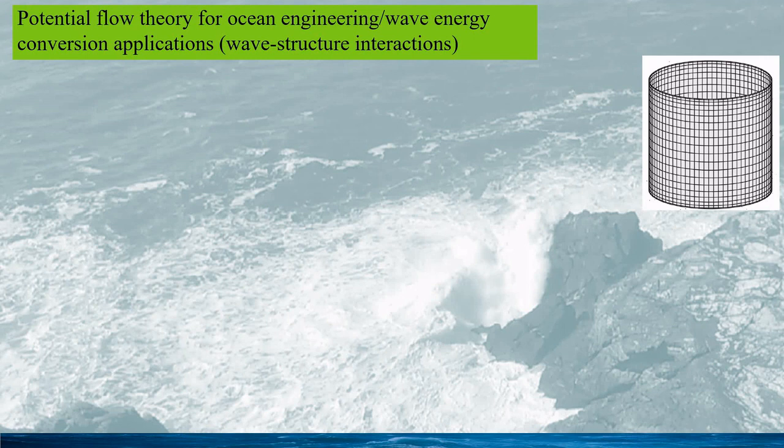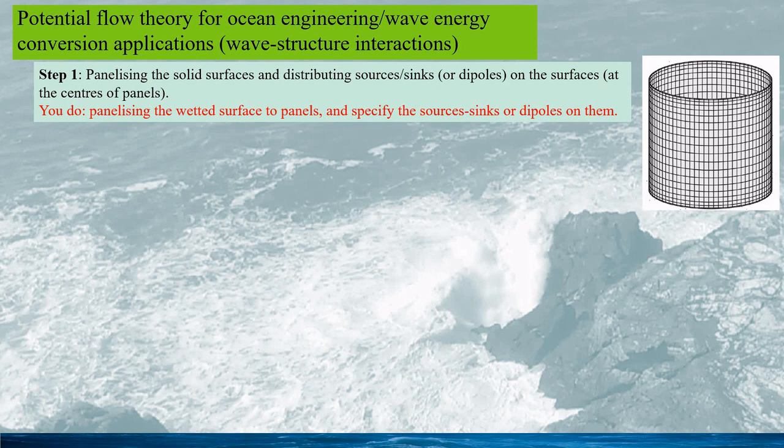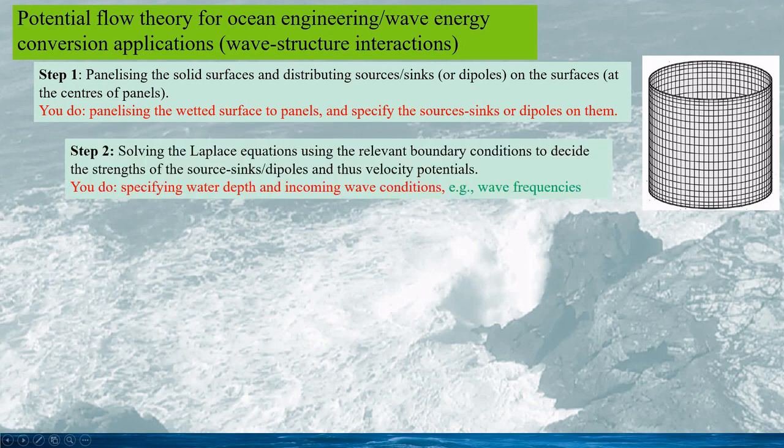In this slide, I will show how we can use the boundary element code, both commercial and open source. Generally, there are four steps. For the first step, penalize the body surface and distribute the source or doublets on the panels. For doing that, you need to discretize the body surface into panels and specify the source or dipole on them. The second step is solving the Laplace equation using the relevant boundary conditions to decide the strength of the source or dipole and thus the velocity potentials.